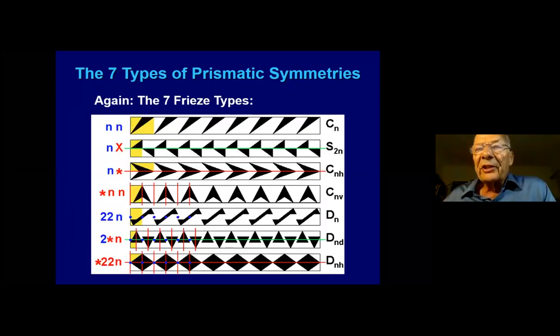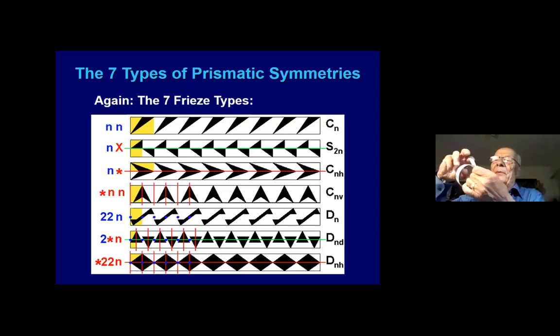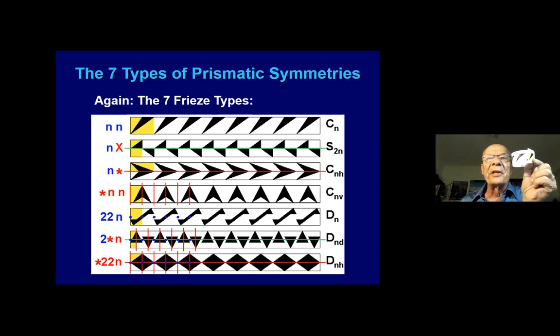Now we're going to construct the 7 types of prismatic symmetries. We will be doing this by winding a finite long segment of one of these frieze strips around a cylinder or around a prism. And in this way, essentially create a 3-dimensional object.